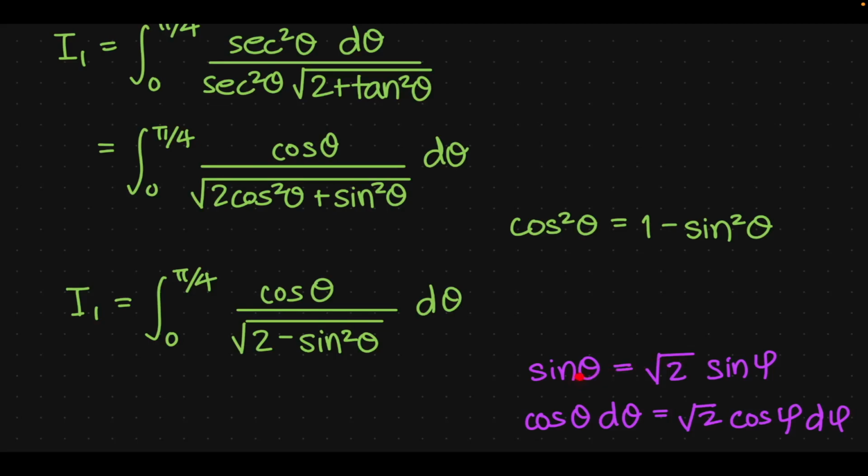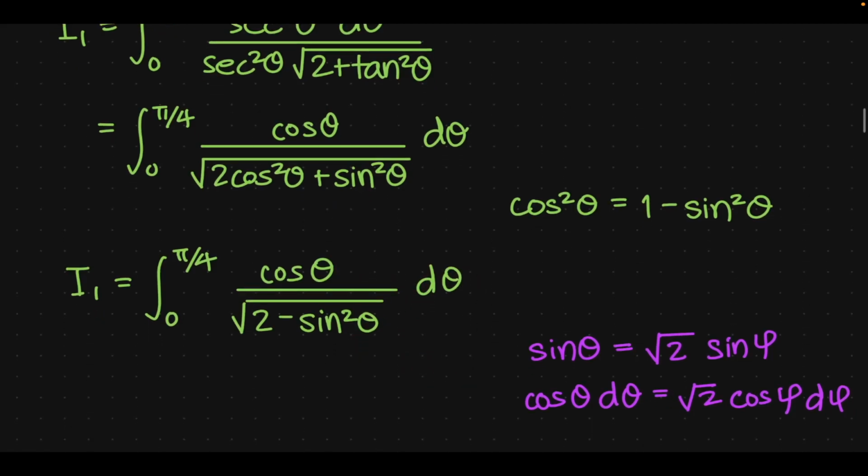Well, we could do a u substitution here. We could say sine theta is u and du is just in the numerator, but then you'd have to do another trigonometric substitution. So instead of that, I'm just skipping those two substitutions, making them into one by saying sine theta equals square root 2 sine of phi, such that cosine theta d theta is square root 2 cosine phi d phi.